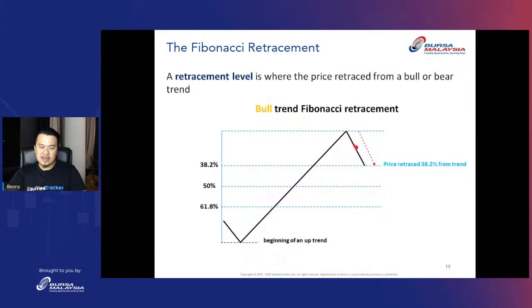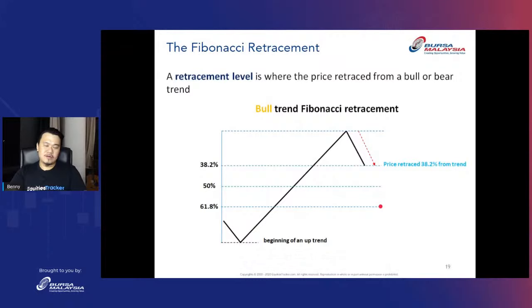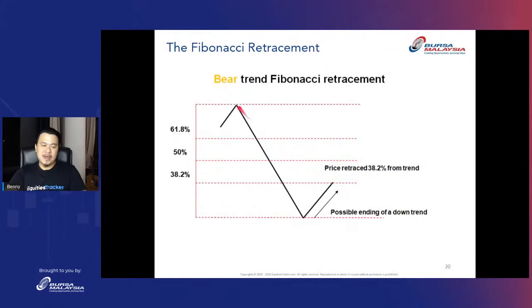All right, if it comes down here, that means the price has retraced 50%, and if it comes down here, the price has retraced 61.8%. Okay, so this is a bull trend Fibonacci retracement level. Now, in a bear trend, it's the same thing.